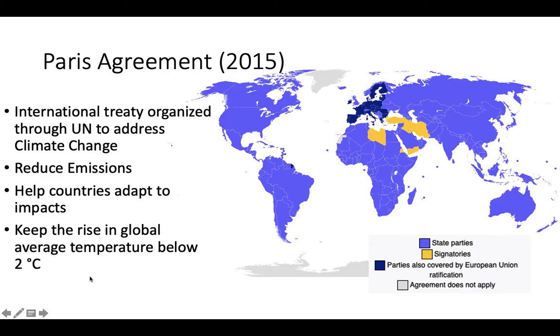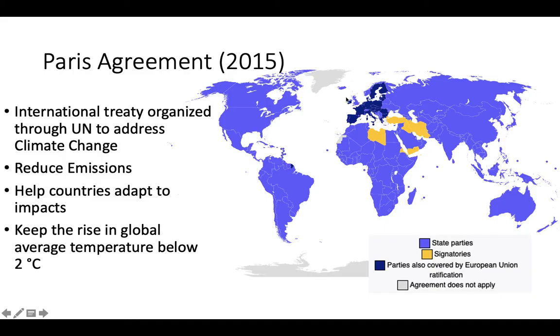And one of their main goals is to keep the rise in temperature below 2 degrees Celsius and ideally below 1.5 degrees Celsius. Now, the United States left the Paris Agreement during the Trump presidency. I don't remember exactly what year, but they recently rejoined it as of 2021 when President Biden was elected.